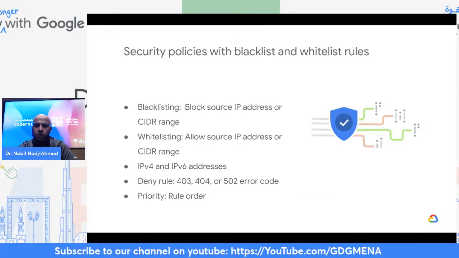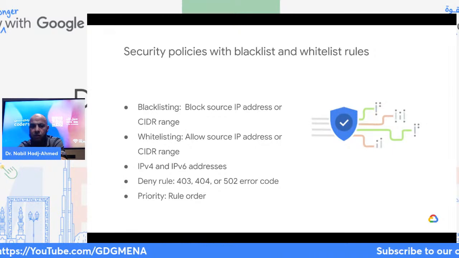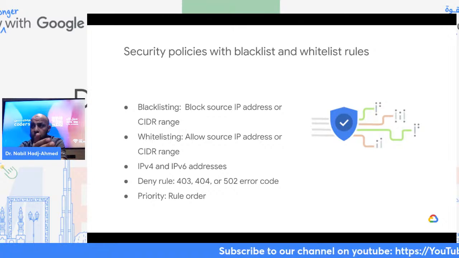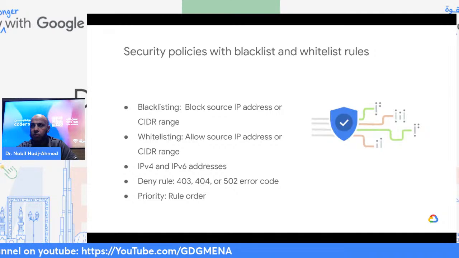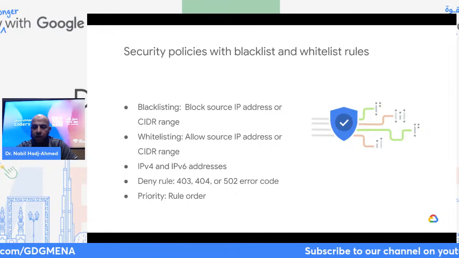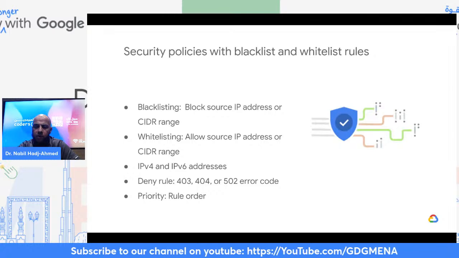So like I said, when we talk about the Cloud Armor configuration, I can do blacklisting, I can do allow whitelisting to allow source IPs, supporting both IPv4 and IPv6, and for the response code, I can do a deny rule. I can respond with 403, 404, or 502 error codes, and I can set some rule priorities for different rules as well.